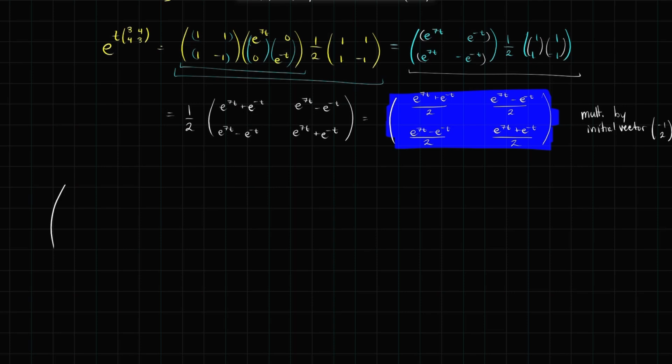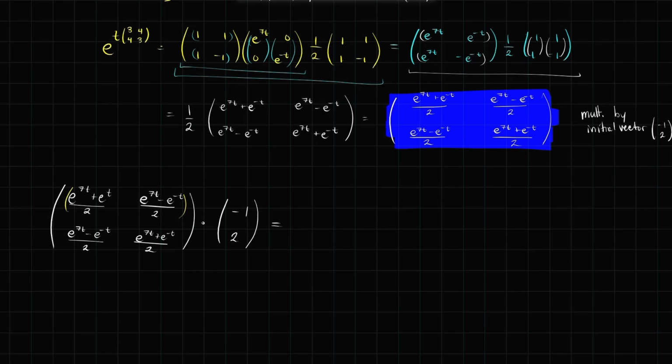That's going to give me e to the 7t plus e to the minus t over 2, e to the 7t minus e to the minus t over 2, e to the 7t minus e to the minus t over 2, and finally e to the 7t plus e to the minus t over 2, against the initial vector, negative 1, 2. We're performing one more matrix-vector calculation, all rows against all columns.